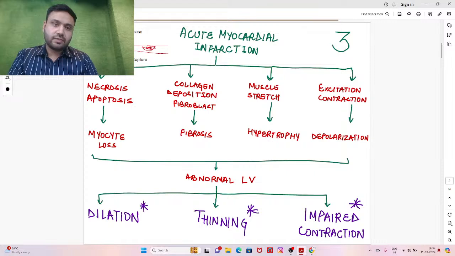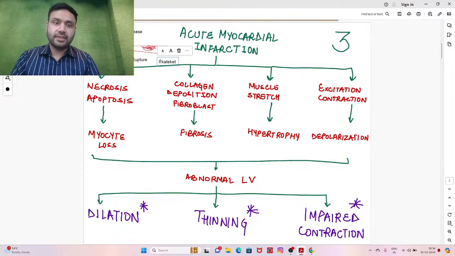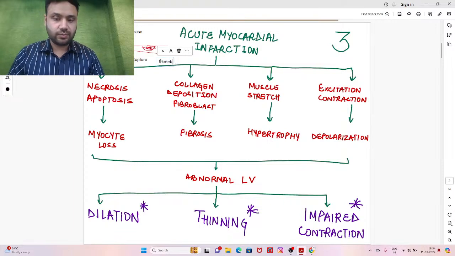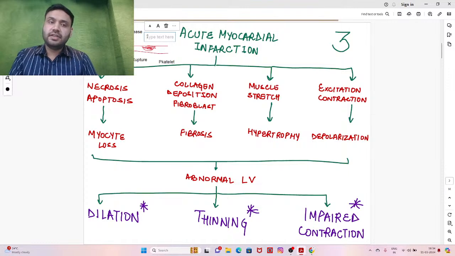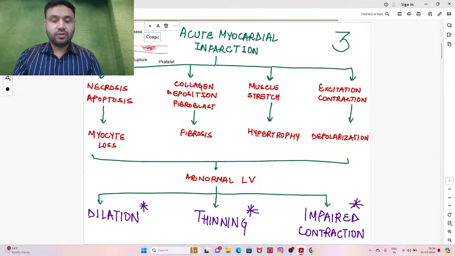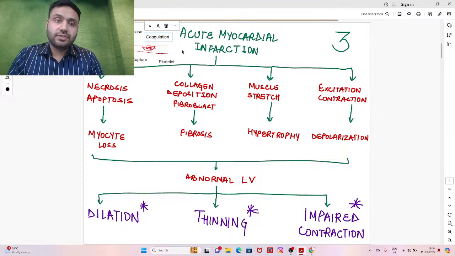So when it ruptures, what it does, रप्चर के बाद प्लेटलेट एडहेजन और प्लेटलेट एग्रीगेशन होगी. तो उससे क्या होगा? When platelet aggregation and adhesion occurs, तो certain amount of chemicals are released that activate the coagulation.